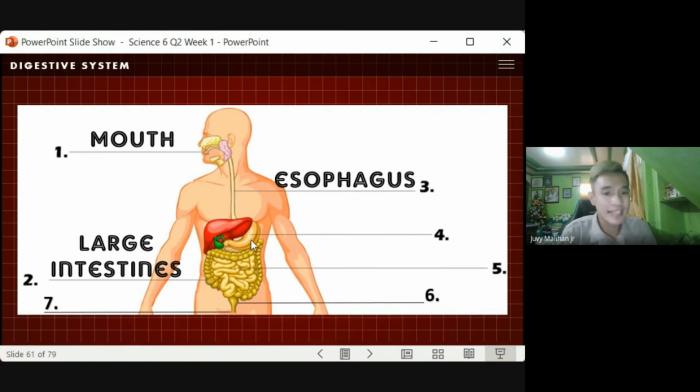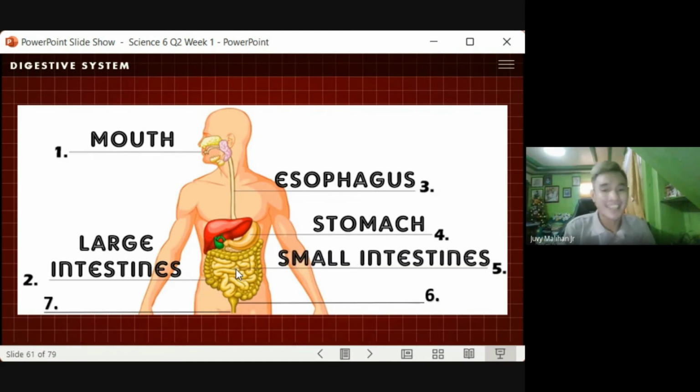Ano ang tawag natin dito? That is our stomach. Very good. How about this number 5? What is this? That is our small intestines. Very good. For number 6, what do we call this one?